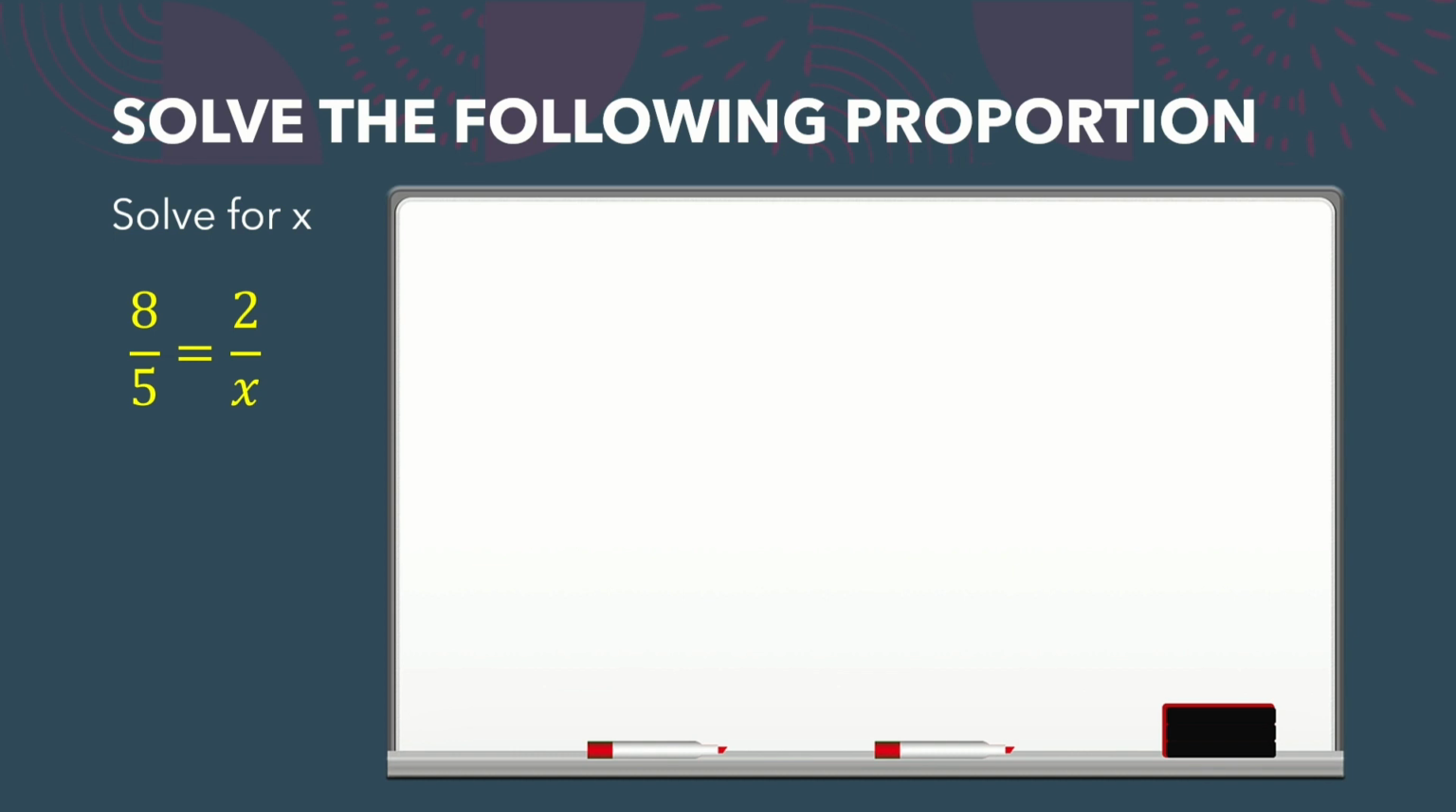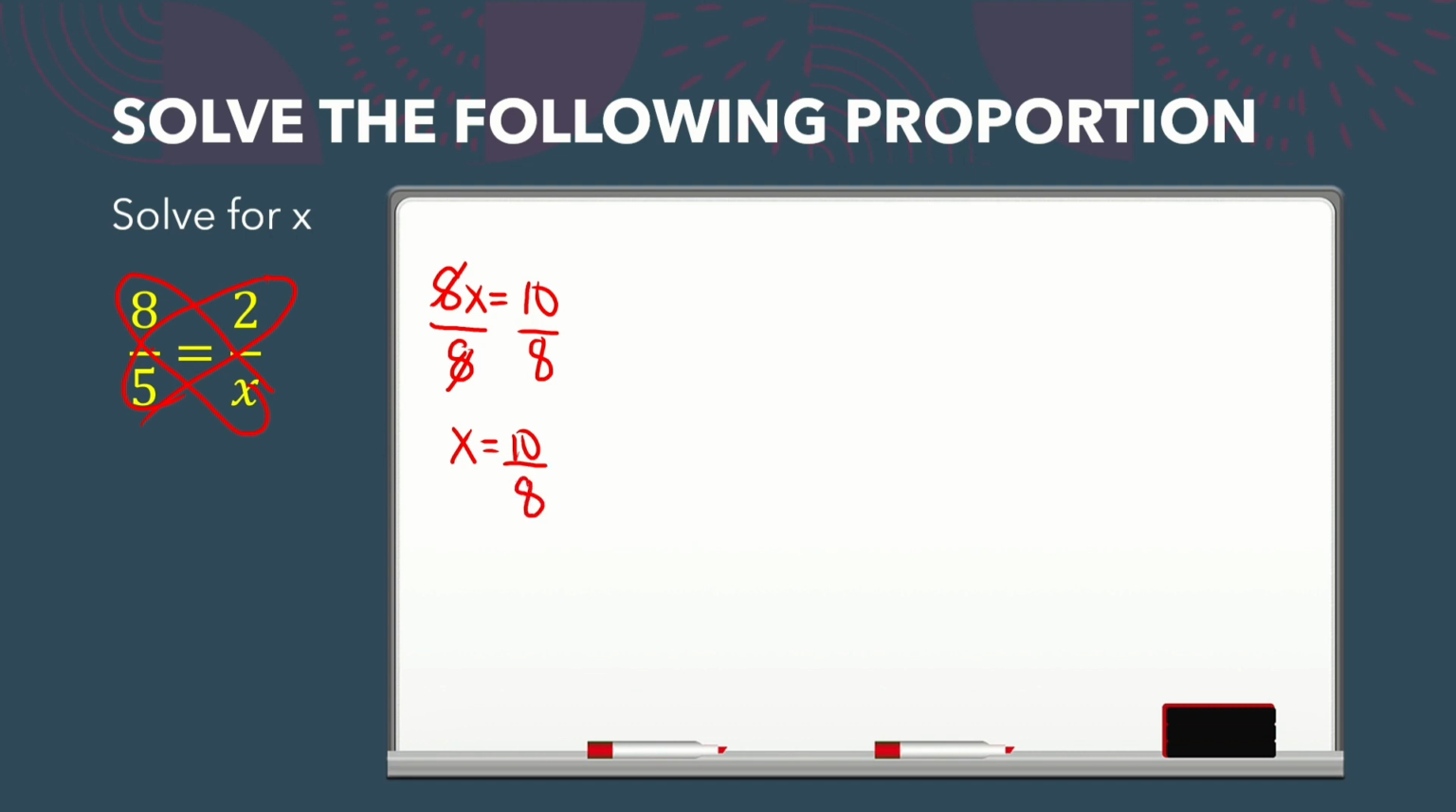Okay, so let's try if we have the same answer. First is we're going to apply cross product. That is x times 8, that's 8x, is equal to 5 times 2, that is equal to 10. Next is we divide both sides by 8. Our answer is x is equal to 10 all over 8.